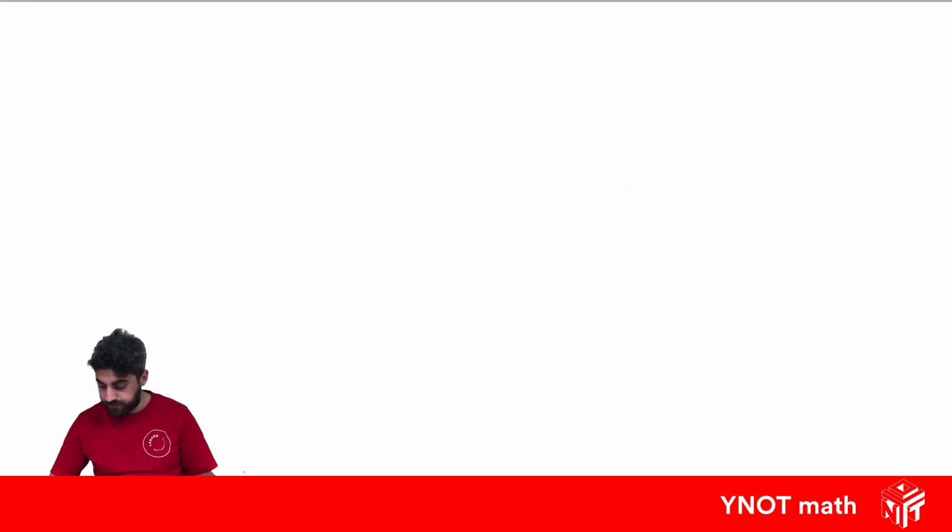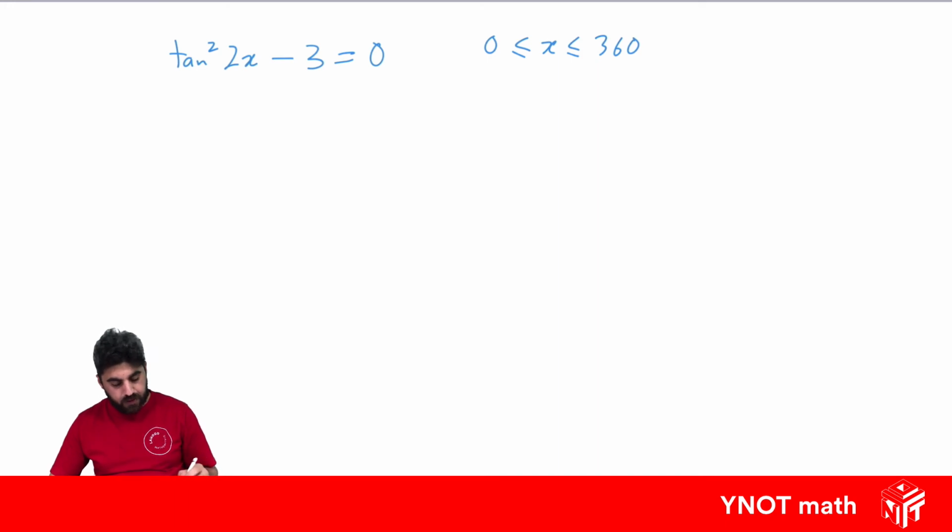All right, one more. Let's look at tan squared 2x minus 3 equals 0. And we're going the domain where x is between 0 and 360. So if we have this situation, we first need to isolate the trig function. So we're going to add 3 to both sides. So we'll get tan squared 2x equals 3.